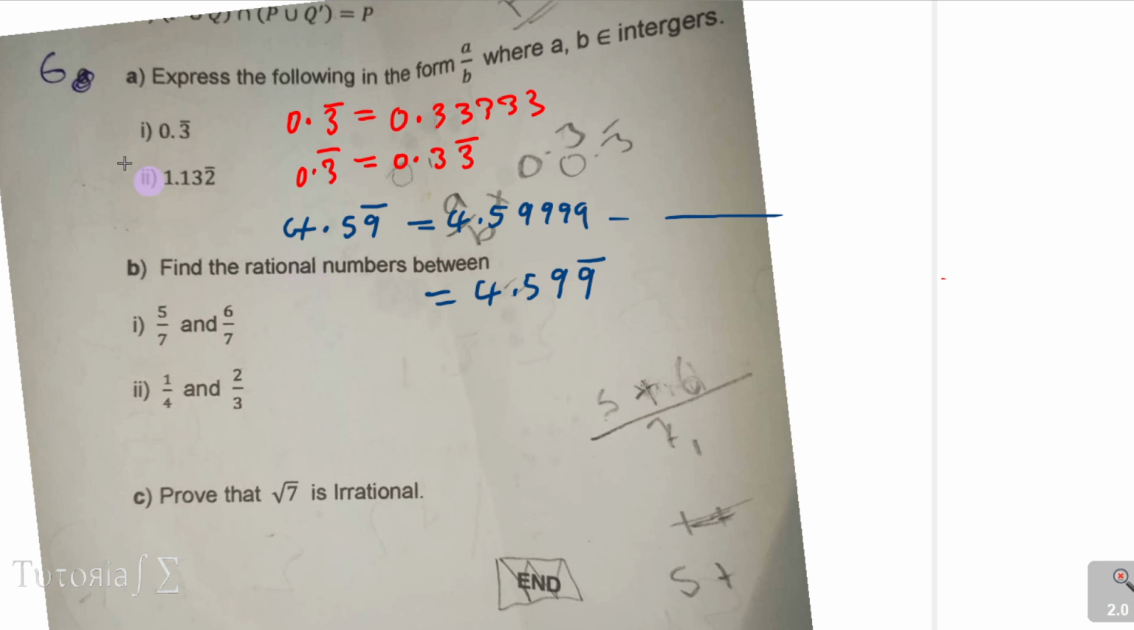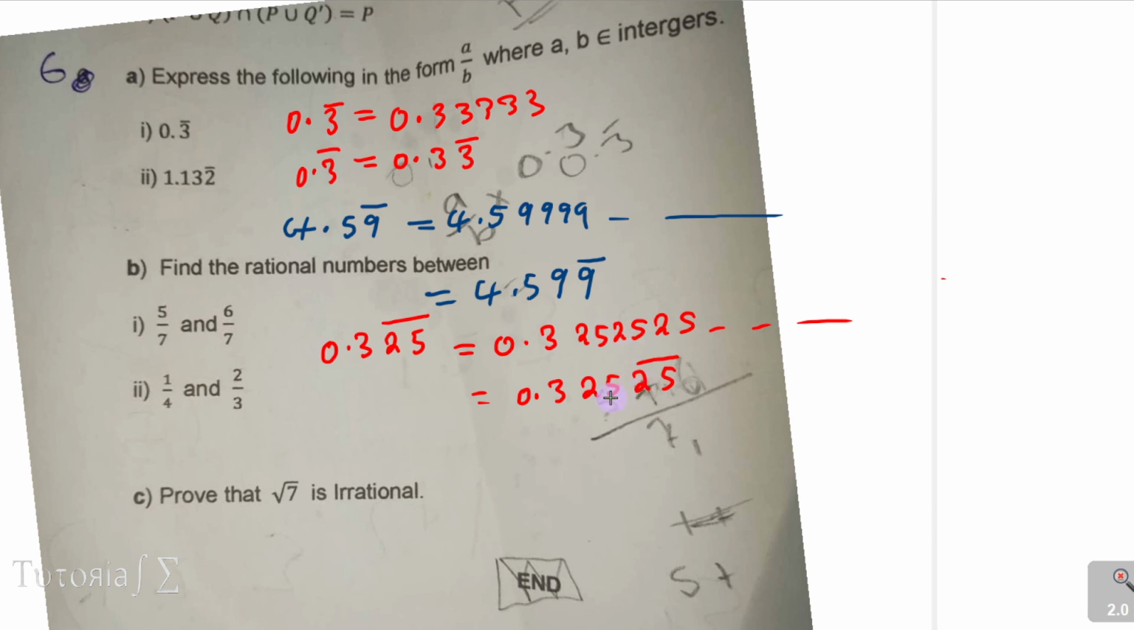Okay, so another example, maybe you have 0.325, and these are the two numbers that have the bar. So it means that the two fives are repeating. So this can be written as 0.3, then you say 25, 25, 25, and so on and so forth. Or we could also write this as 0.325, one of the two fives, then write 25 bar.